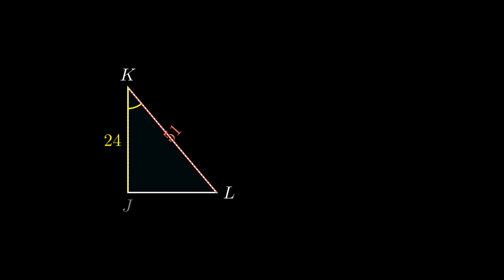However, notice that our final target requires information about the cosine of angle L, which involves the opposite side that we haven't identified yet. To find this unknown component, we use the legendary Pythagorean theorem. 24 squared plus our missing side squared must equal 51 squared. Calculating this out gives us 576 plus our missing side squared equals 2601, which leaves us with 2025. Taking the square root reveals that our missing side length is exactly 45.